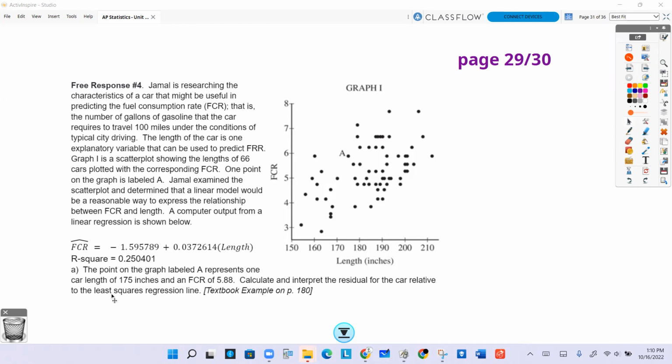The point A in the graph represents one car length at 175 inches, right about in the middle there, and an FCR of 5.88. Calculate and interpret the residual for the car relative to the least squares regression line.